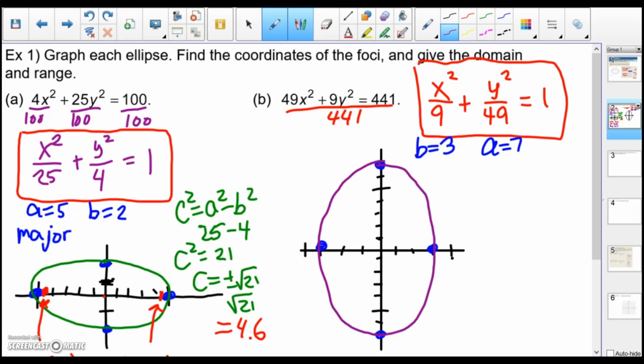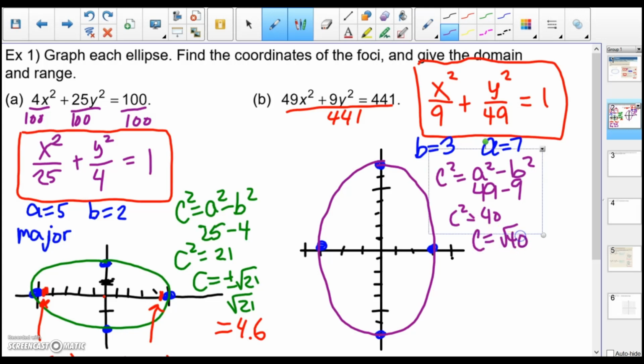Okay, so now we need to find the foci. So that's your c squared equals a squared minus b squared. That's always what it is. So that's going to be a squared is 49 minus b squared is 9. That's 40. So you have c squared equals 40. C is going to equal square root of 40 is the distance.